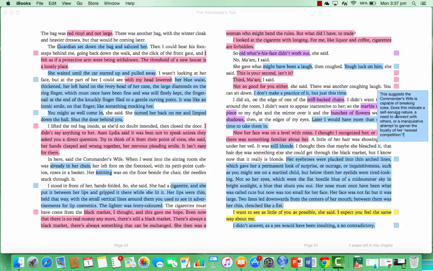This suggests that the commander's wife is capable of breaking the rules, as we said earlier. Does this indicate a self-serving nature, a need to connect with others, or a manipulative attempt to garner the loyalty of her newest competition? Consider how characterisation so far has led to your understanding, your choice of reading here.